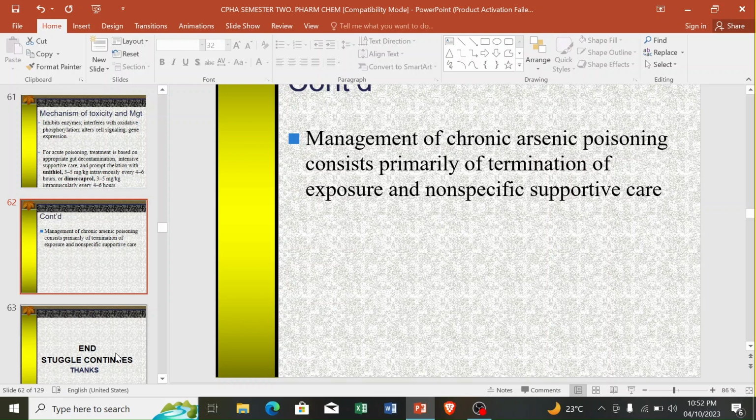That is why we are saying primarily termination of exposure. Is it from drinking water? Where did they get it from? Stop it. Tell them to stop whatever they use. And non-specific supportive care. Like, you don't have to be specific on which care to give. Do the basic management of care and then advise your patient accordingly.